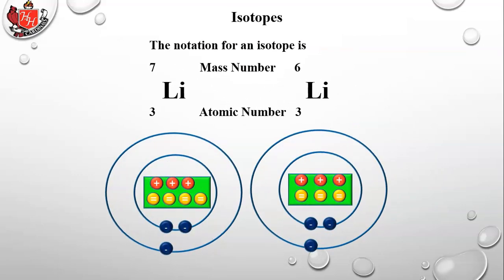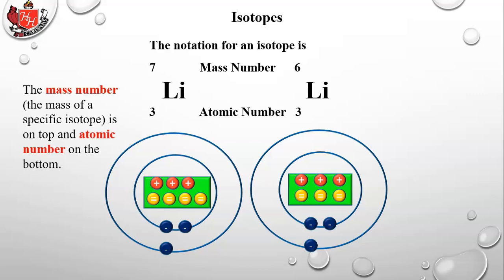The notation for an isotope is, on the top is the mass number. It's the total number of protons and neutrons, which is also the mass of that particular isotope. And on the bottom is the atomic number. And the atomic number, we're going to get into that definition here in a moment, but that's the number of protons. That's what defines lithium as lithium. So the number on the bottom for lithium has to be a 3. The number on the top can be different numbers depending on the number of neutrons. The mass number, the mass of a specific isotope is on the top, and the atomic number, which defines lithium as lithium being a 3, is on the bottom.